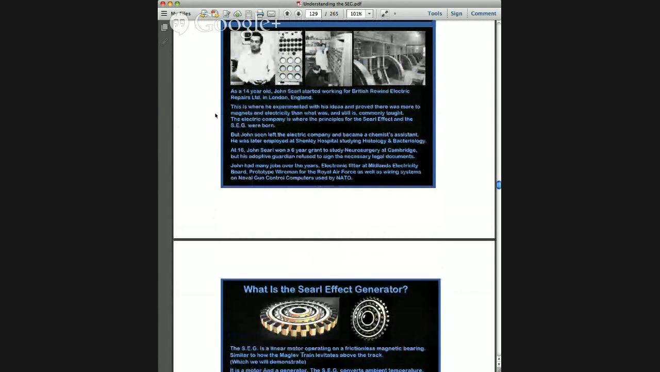So he, as a very young boy, had access to this multi-million-dollar infrastructure with people much older than him, and very educated, who helped him. He had these crazy ideas, and they just happened to have the facility to build it, and it actually worked. So let's see, John had many jobs over the years: electronic fitter at Midlands Electricity Board, prototype wireman for the Royal Air Force, as well as wiring systems on naval gun control computers used by NATO.